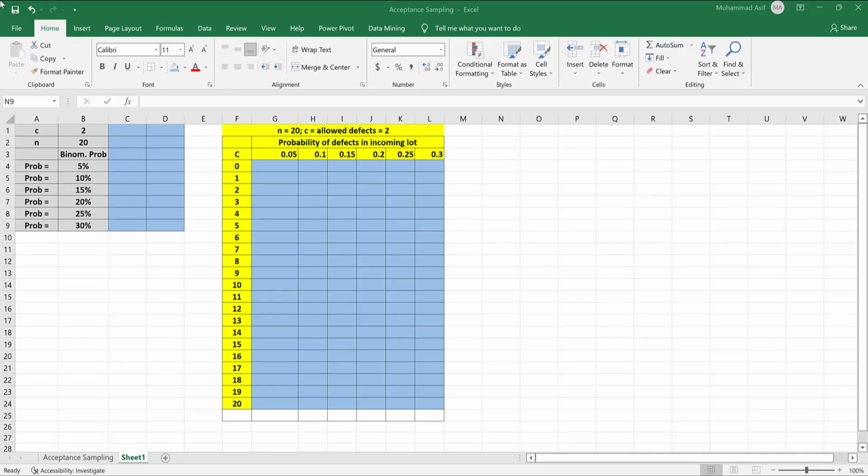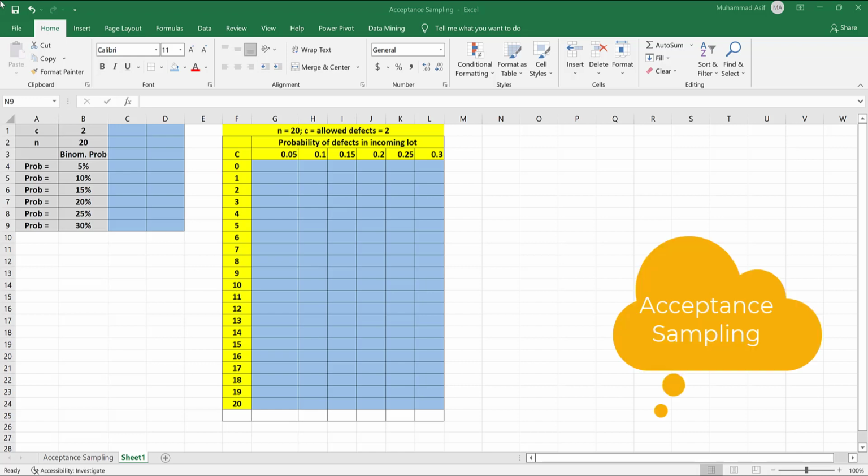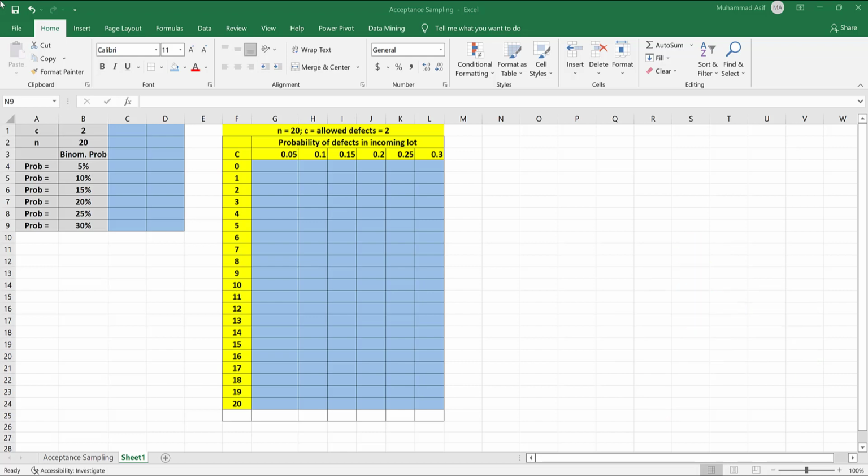Our next topic is acceptance sampling. In acceptance sampling, a quality inspector takes some samples from an incoming lot and finds out defects and compares them against a predetermined number. If the number of defects in that lot exceeds the predetermined number or a critical number, then the lot is rejected, sent back to the supplier, or maybe it will be subjected to 100% inspection.